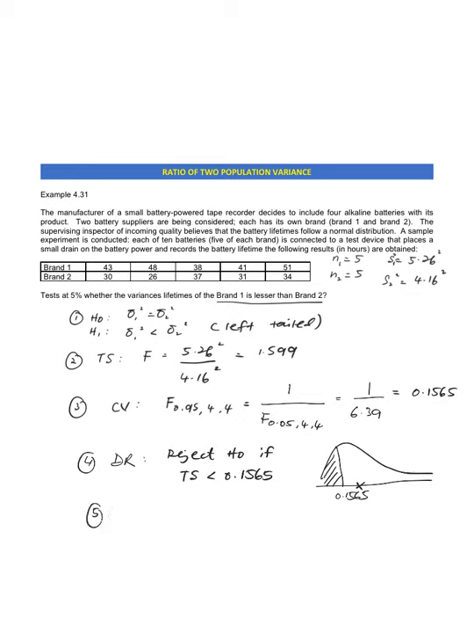So what is our conclusion? Since test statistic greater than 0.1565, fail to reject H0. So when we fail to reject H0 means that the variances are equal for the two brands.